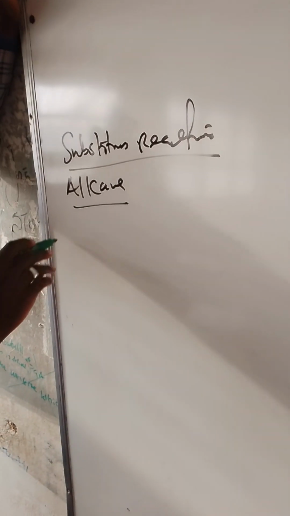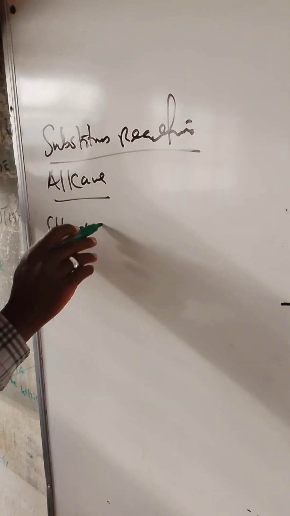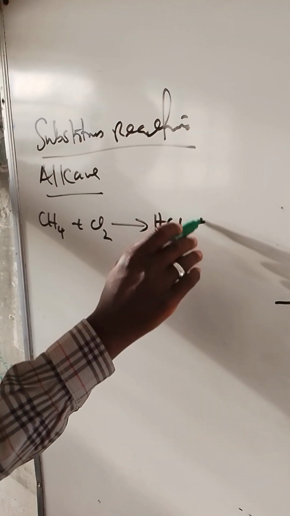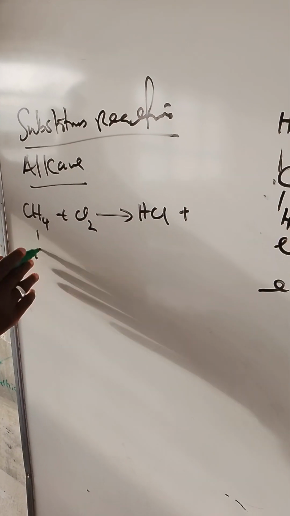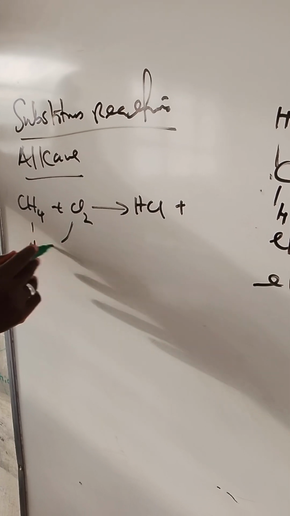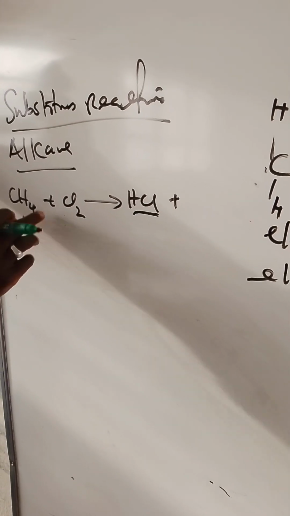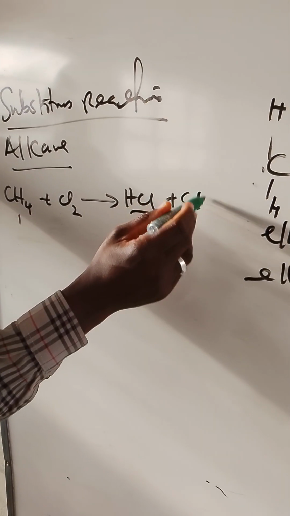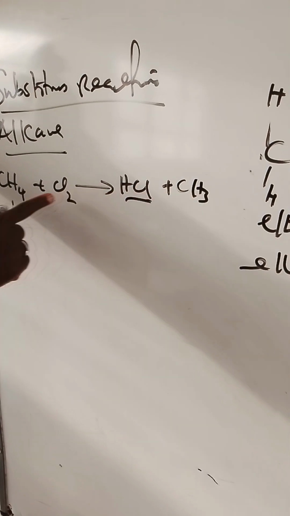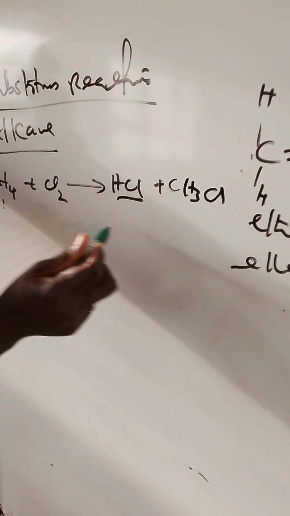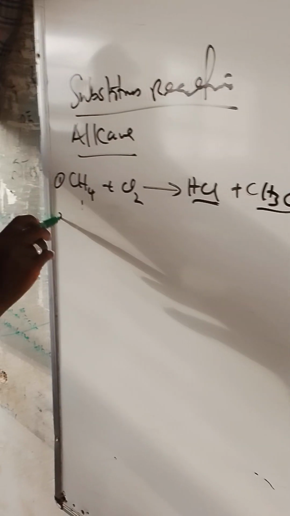How does it start? We have CH4 plus chlorine, Cl2. You are going to have HCl plus, if you remove one hydrogen from here and you have this chlorine here, you have HCl. Now if you observe, if you remove one hydrogen here, what are you going to have? CH3, you write CH3. You have one chlorine attached to the hydrogen removed, it's going to remain chlorine, you had it here. So this is what we call chloromethane.